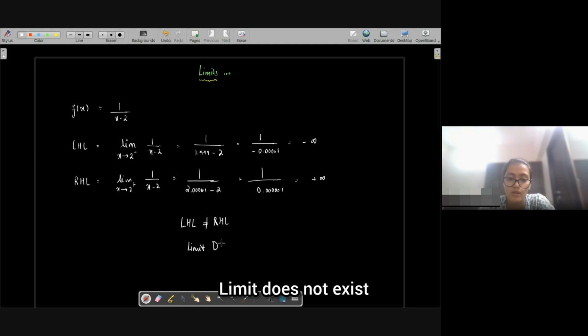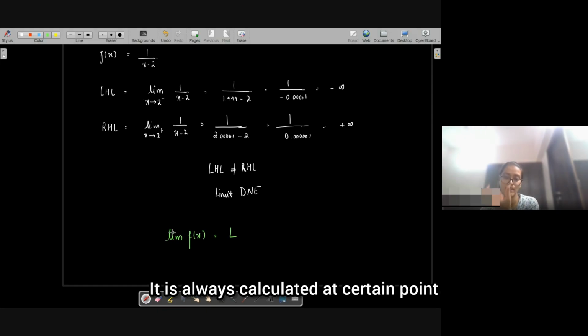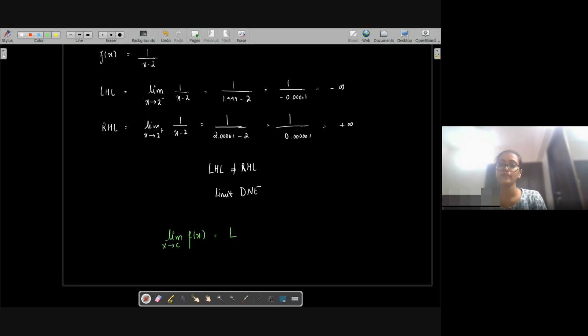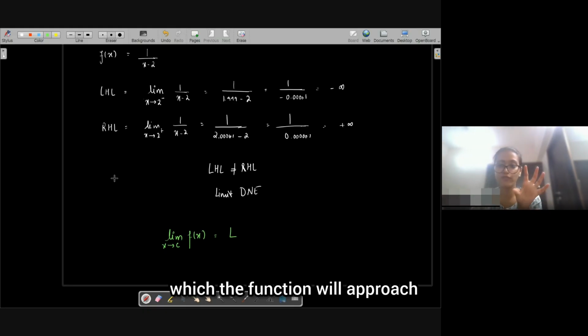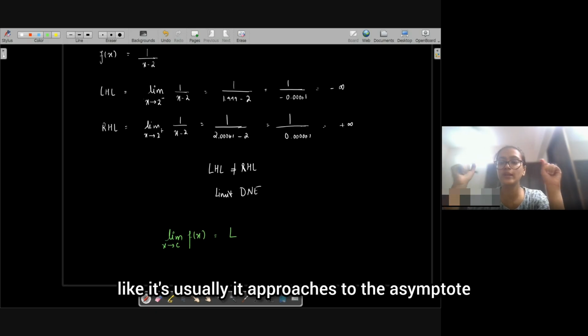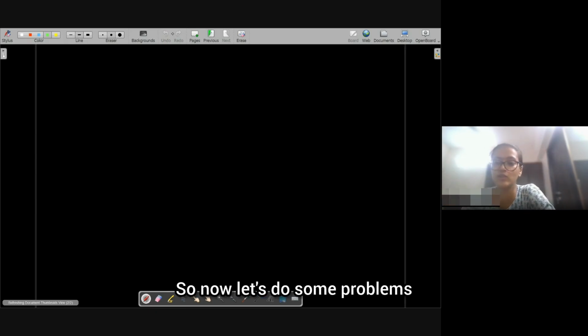Okay, so your basic definition is that the limit of a function is this value capital L. It is always calculated at a certain point, so when x approaches some point. So this L is that value to which the function will approach. Usually it approaches the asymptote. Okay, so now let's do some problems.